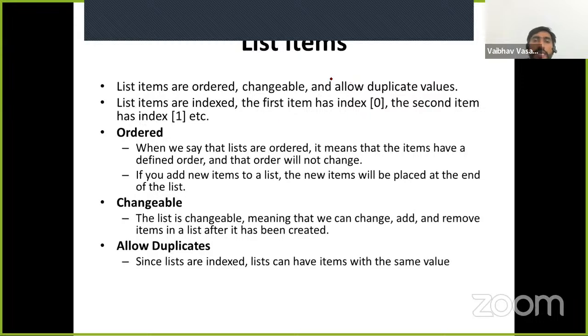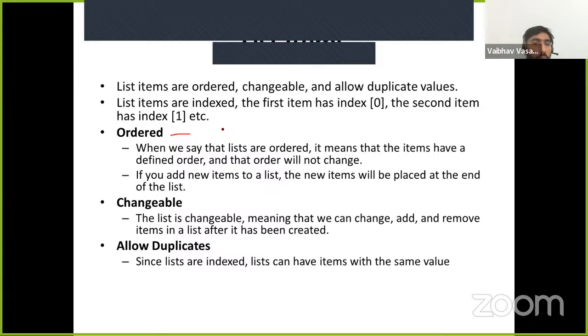Now, lists are ordered in nature, meaning indexing starts from 0, 1, 2, 3. It means it starts with the 0. Then, changeable. Lists are changeable. If you want to add or remove some of the elements in the list, we can do that.